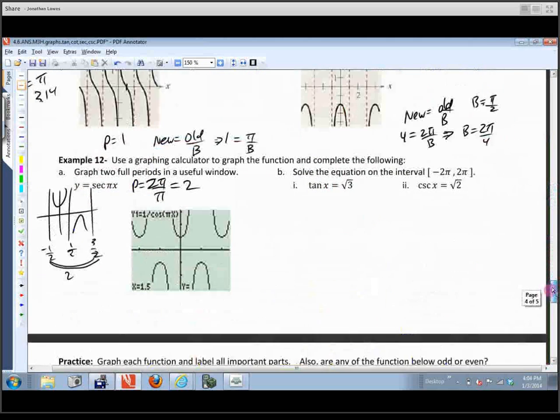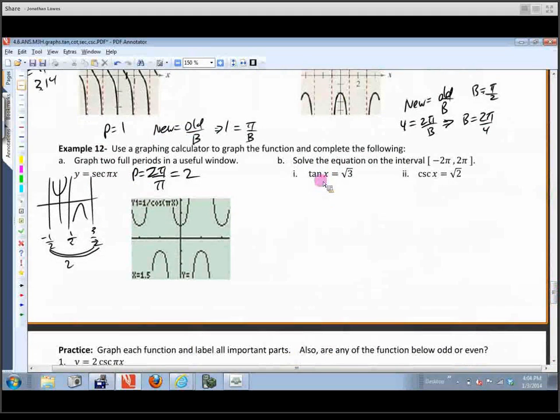Okay, so let me make sure I said that right. There is an angle that has a tangent of radical 3. The tangent of pi thirds is equal to radical 3, okay? But that's just in the first quadrant. There might be several other answers to this, so let me show you how we're going to do this.